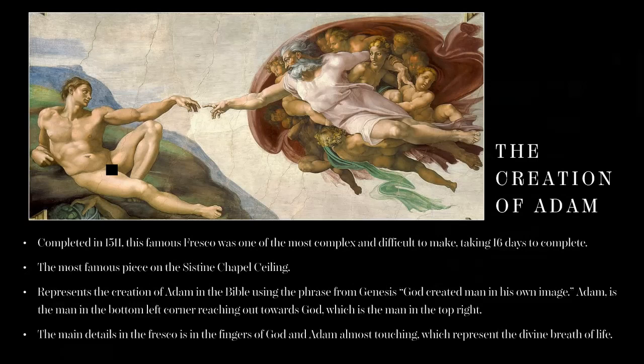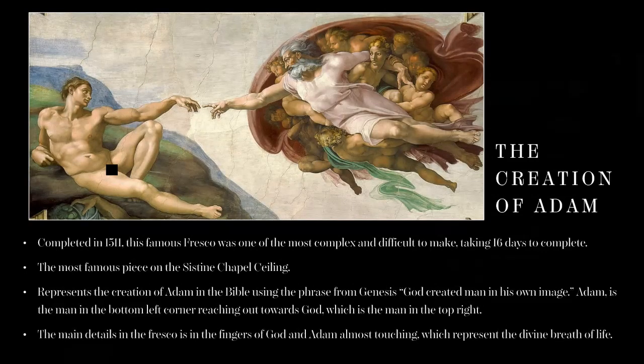The Creation of Adam. Completed in 1511, this famous fresco was one of the most complex and difficult to make, taking 16 days to complete. I couldn't imagine laying on my back working on this for 16 days straight, but Michelangelo managed to do it. It is also the most famous piece on the Sistine Chapel ceiling.